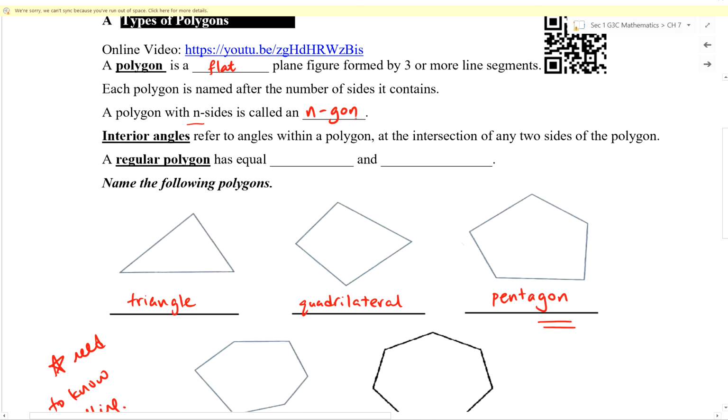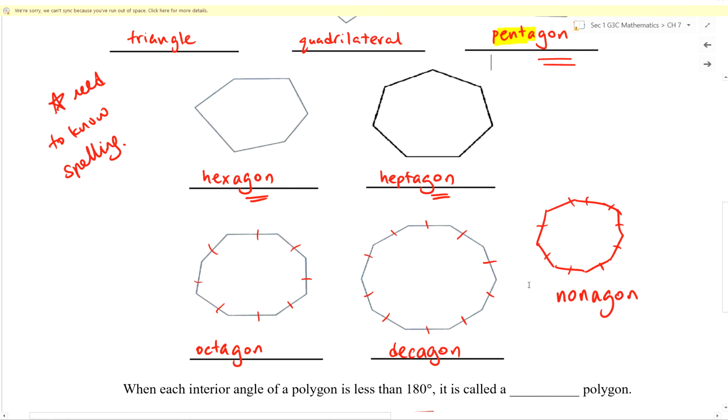So you can see why it is named like this. N sides, n-gon, G-O-N. They all end with G-O-N. And the portion in front actually indicates the number of sides. Hexa for 6, hepta for 7, octa for 8, deca for 10, nona for 9.